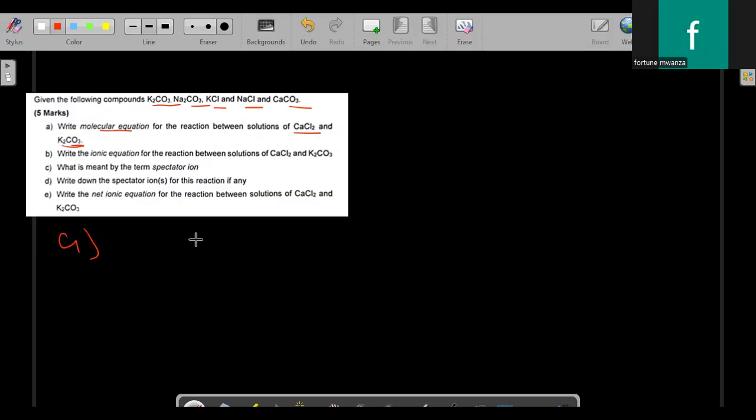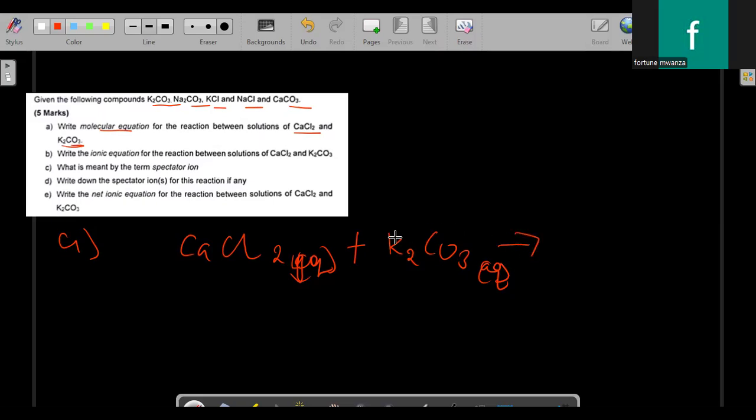So you have the calcium chloride, which is in aqueous solution, reacting with your potassium carbonate, which is also in aqueous solution. So what are you going to get? Here you simply displace these two metals. Your potassium will come here, then your calcium will mix with the carbonate to form calcium carbonate.